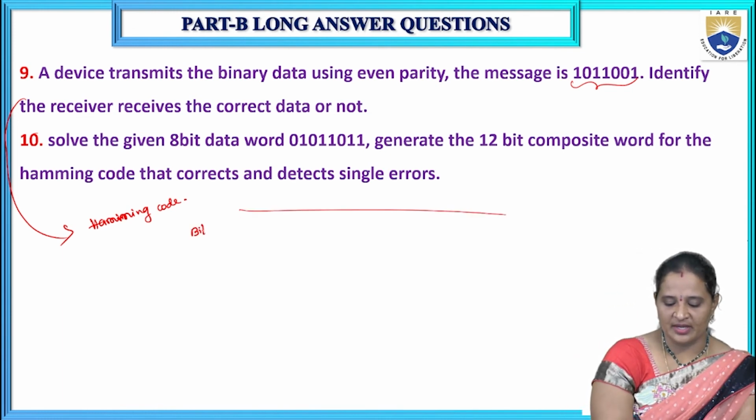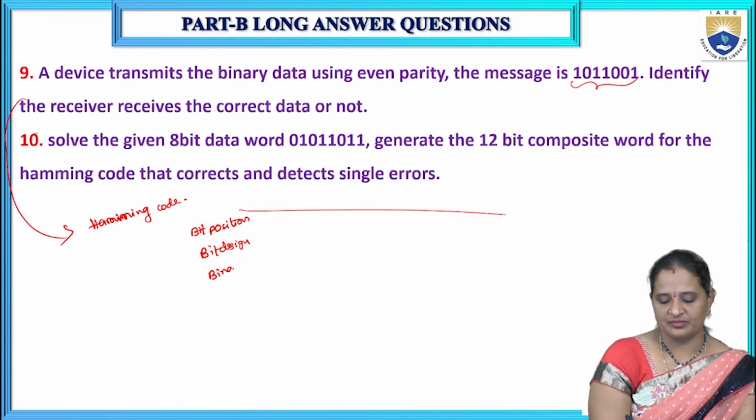So that is bit position, next bit designation, and then binary position.